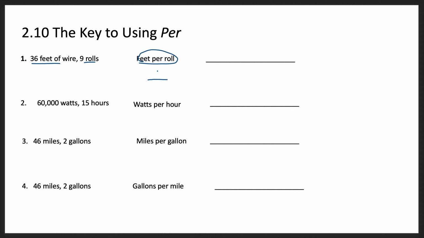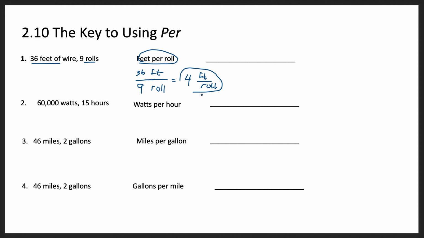The first word goes on top, and our second word goes on bottom. So we can read this as feet per roll. We're just going to do the numbers. Which one correlates with feet? Well, it's 36. So that goes on top over 9 rolls. 36 divided by 9 is 4. And our unit is feet per roll.